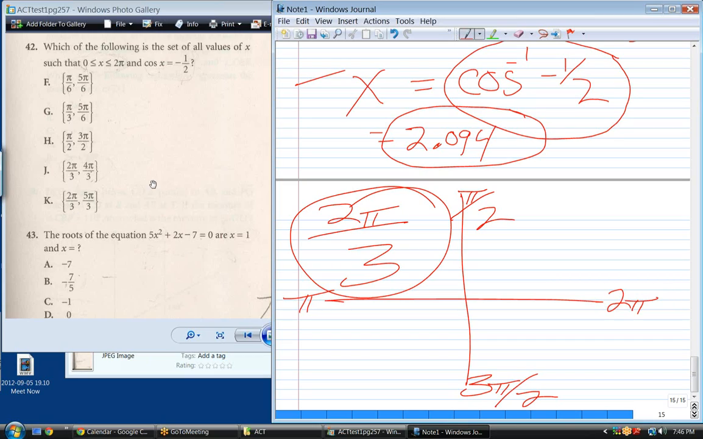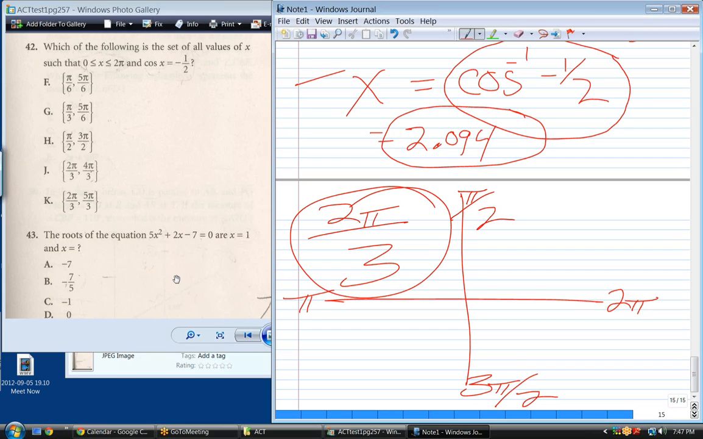Now, this is probably the toughest question you will encounter on the ACT. This is a tough one. You have to know your trig really well to be able to do this one. Although even with just a calculator and kind of knowing your unit circle, we can narrow it down to either J or K. Knowing a little bit about the unit circle allows us to narrow it down to J.